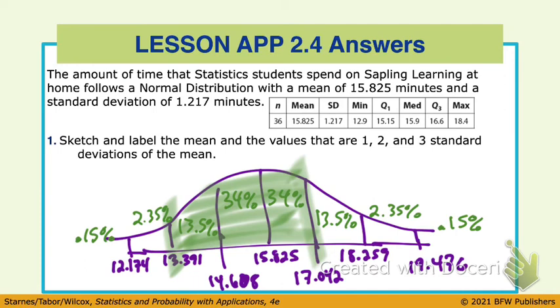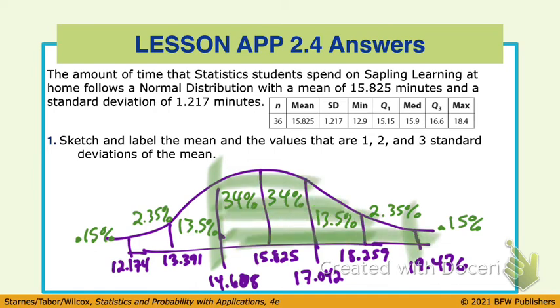Cool on number 2? All right, let's look at number 3. What percent of students are on Sapling at home between 14.608 and 19.476? All right, so add those sections up, and what percent did you get? We got 34 and 34 is 68, plus 13 and a half, that would be 81.5, plus 2.35, that is, what did you say? 83.85. Very good.